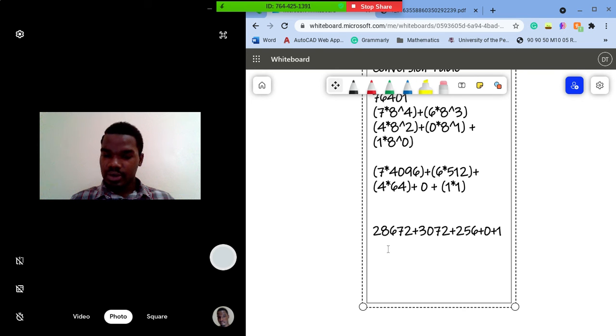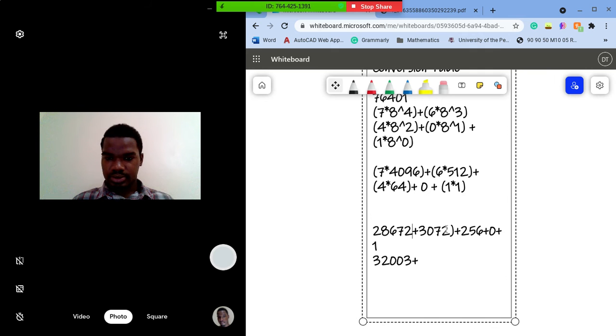So he said now 28,672 plus 3,072 gives you 32,003. 33,003. Or 32,003. 32,003. Good. Plus, so we just added these two values, right? Just added these two values. It's a very large number so far. What is 256 plus 1? 257, am I right? Yes, sir.